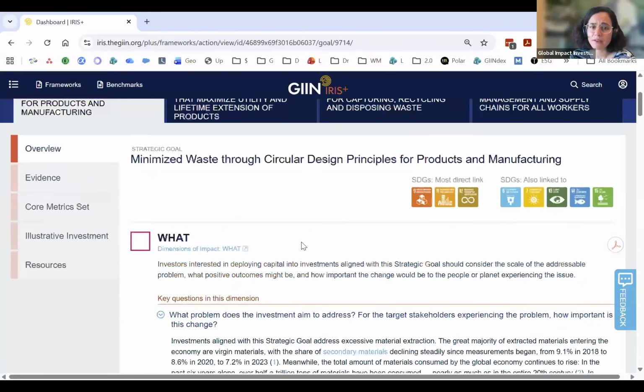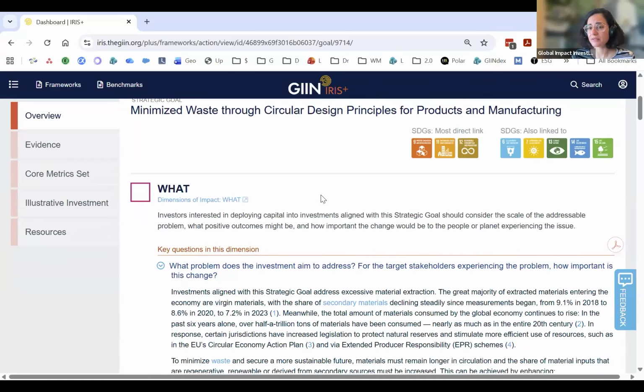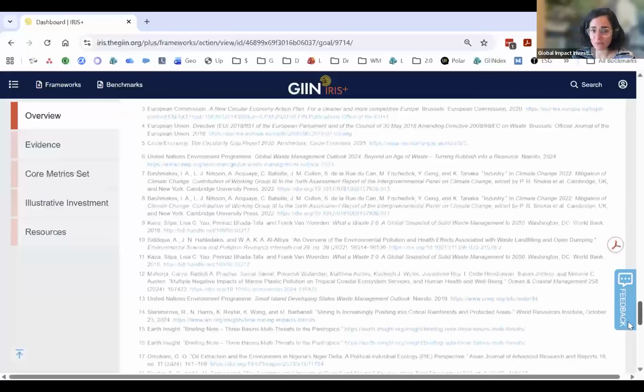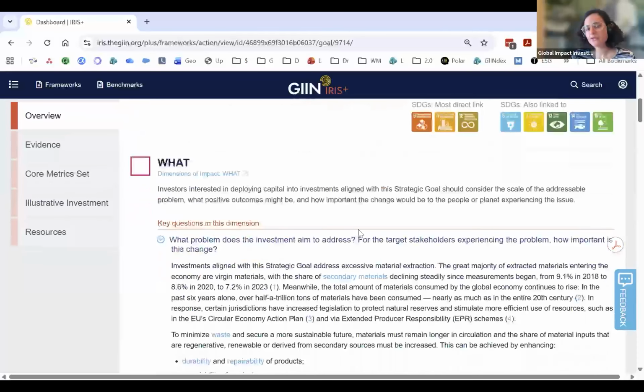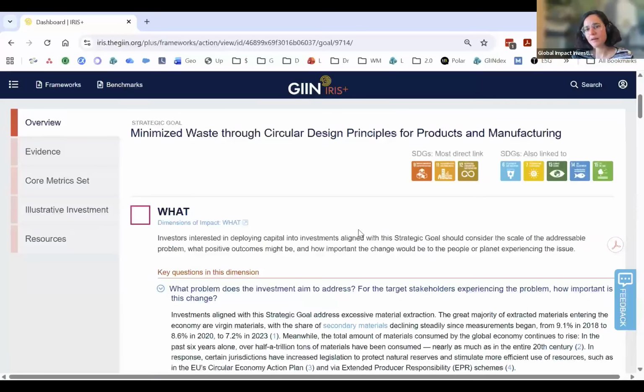So what you can expect to find is content that will support you in terms of exploring the particular strategic goal, explaining it to stakeholders, articulating it to your stakeholders based on data and statistics and based on a number of references that you can find. And it also supports you in converting the specific strategic goal into a language that is really understandable, especially from an impact investing perspective.